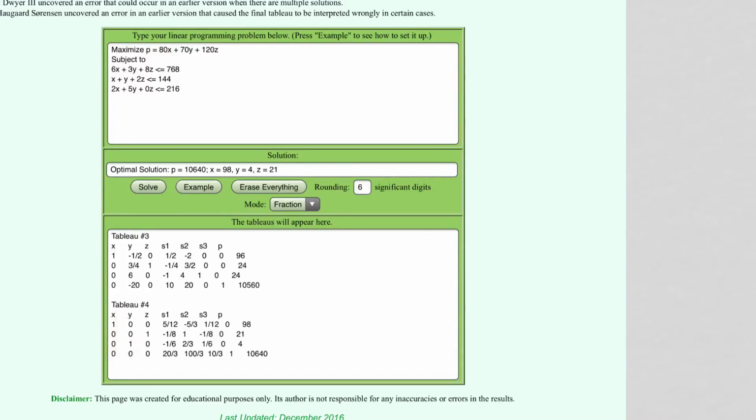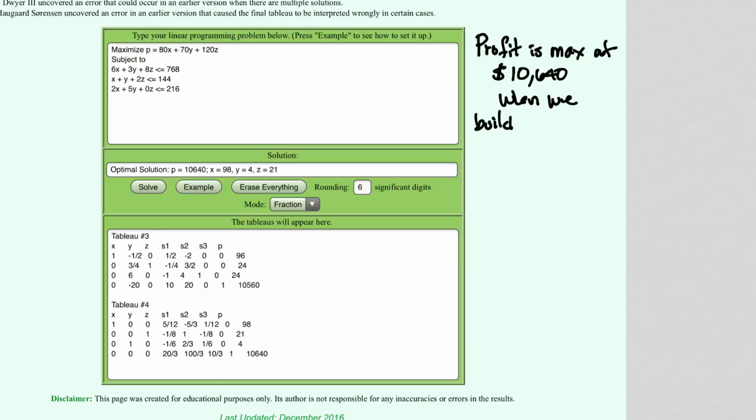We'll look at our active variables. X, Y, and Z are all active. S1, 2, and 3 are all inactive. These are all 0, so we can write our solution. So profit is maximum at $10,640 when we build, and we can get that right here. X is the number of chairs, and that's going to be 98.